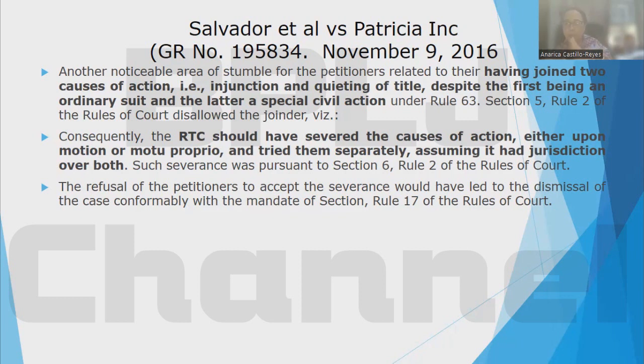So if, for example, the court motu proprio ordered the plaintiff to sever the other cause of action, and he did not comply, that is the time when the court may order the dismissal or the severance of the misjoined cause of action. But misjoinder itself is not a ground for the dismissal of the misjoined cause of action. It is only when there is an order for the severance of the same and the plaintiff did not comply with the said order that the court can order the dismissal of the misjoined cause of action.